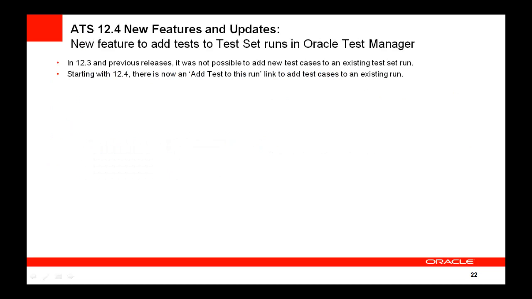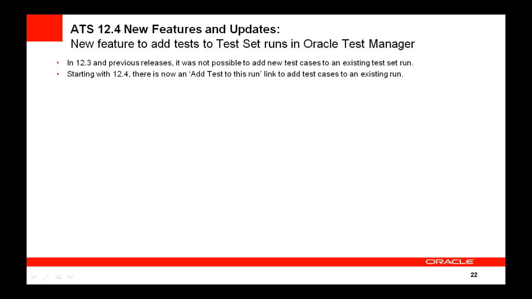In OTM 12.3 and previous releases, users cannot add new test cases to an existing test set run. Once a test run is created, the test cases are static. Starting with 12.4, there is now an Add Test to this run link to add test cases to an existing run. This feature is helpful when there is a need to add more test cases to a test run during a mid-test cycle.